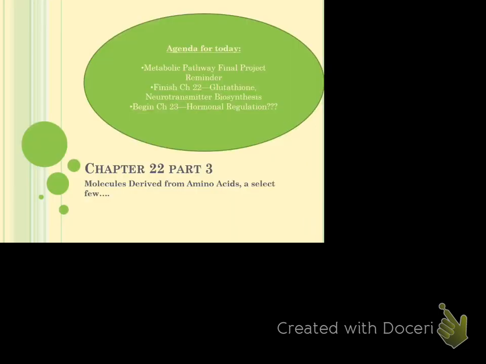So now we're going to start with the third part of this chapter, which is some of the biomolecules that we have talked about in the past, and some new ones even, that come directly from, or that are derived from, amino acids. And I've just picked a few of them, okay? And I doubt that we get all the way through this today. That's not the goal, but we're going to get through part of it today.